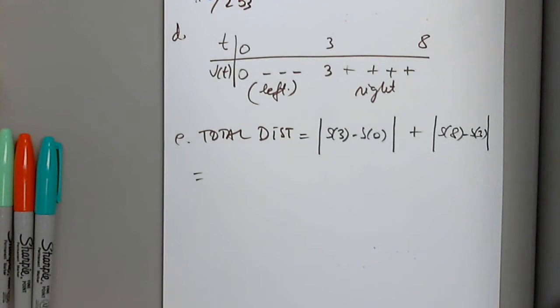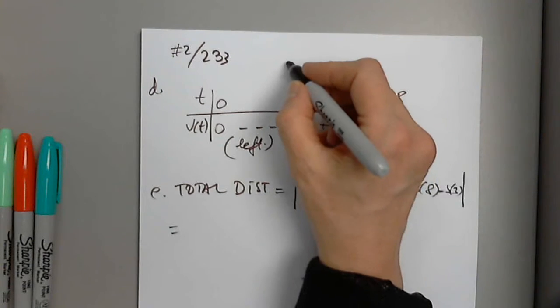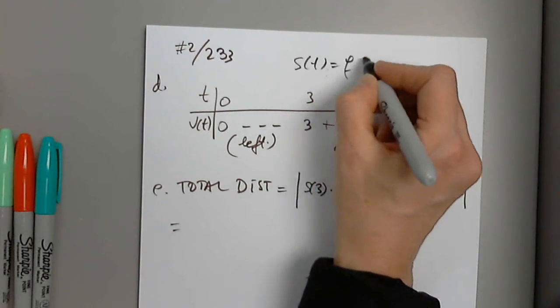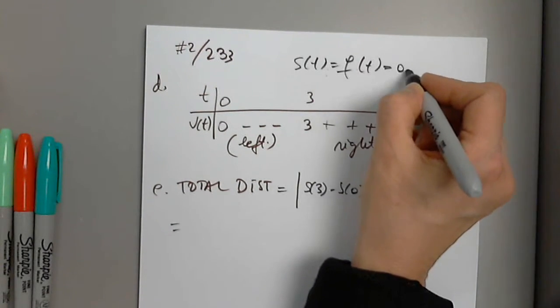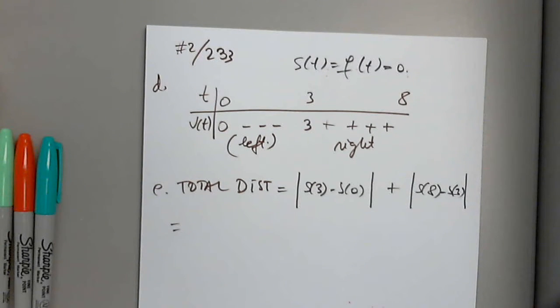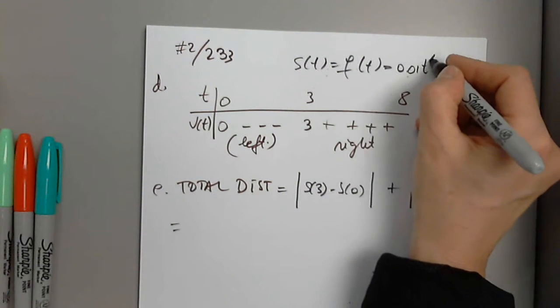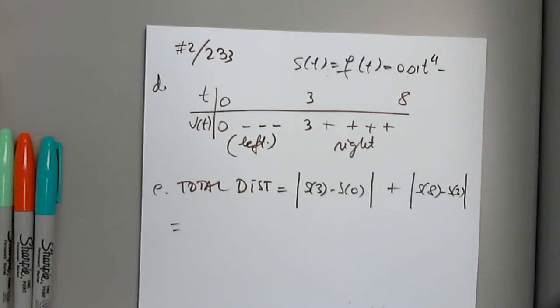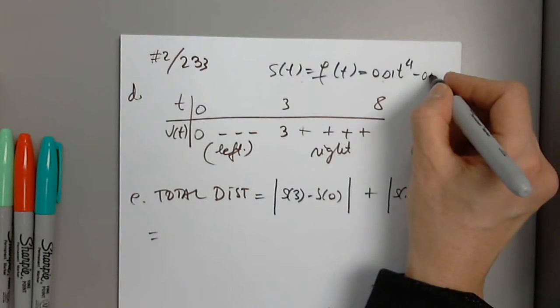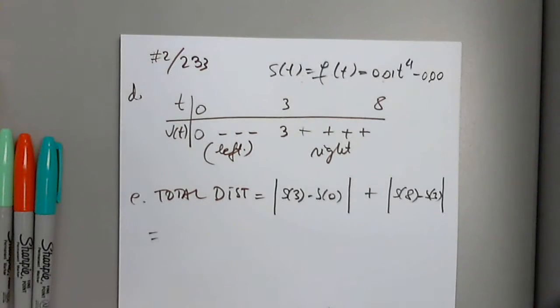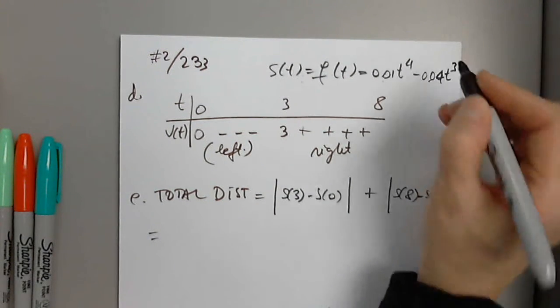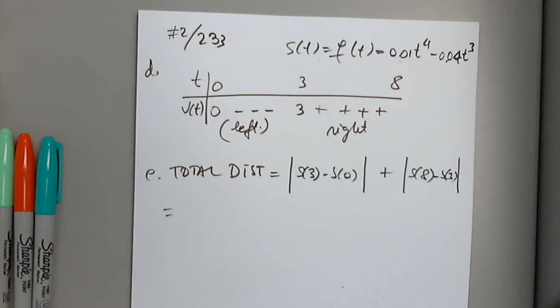So then, let me copy the formula. I don't have it anymore, so I'm going to copy it up here. S of t or F of t, doesn't matter. It was 0.01 t to the 4th minus 0.04 t to the 3rd. Of course, I'm going to plug this in the calculator. I'm not going to do this by hand.